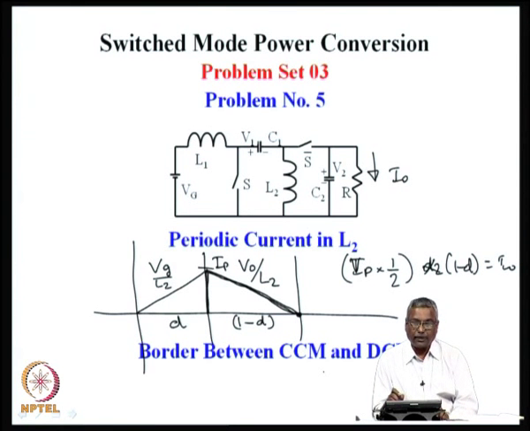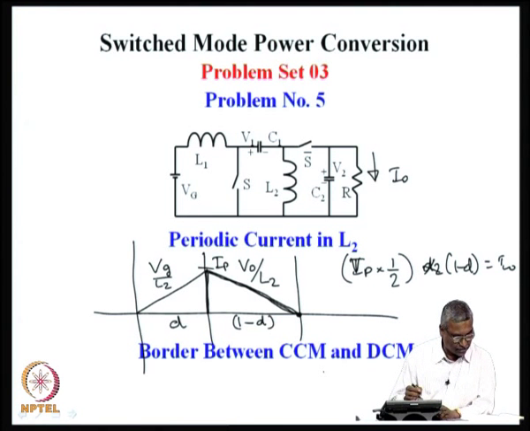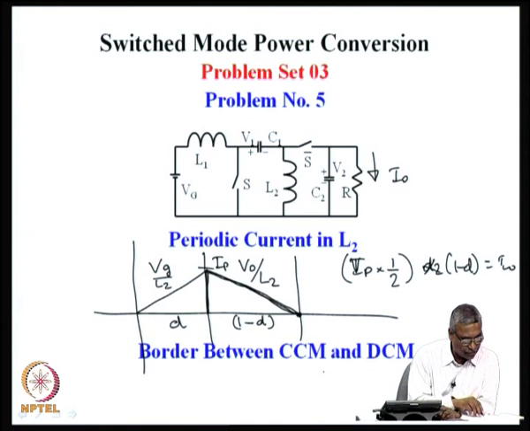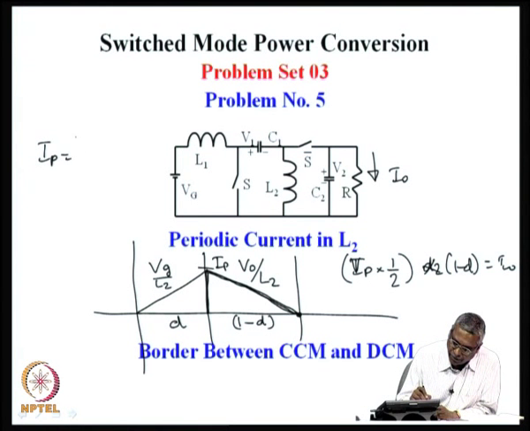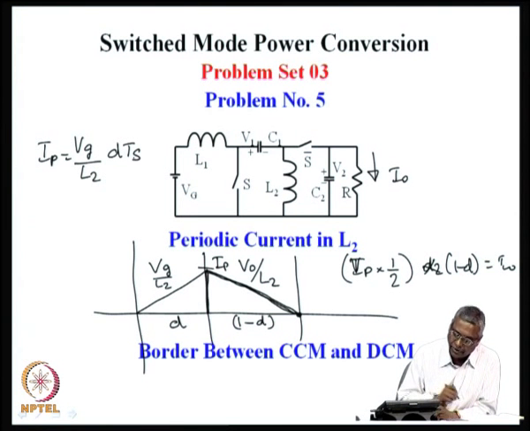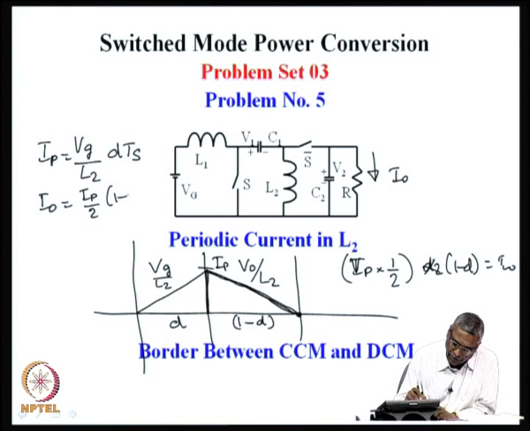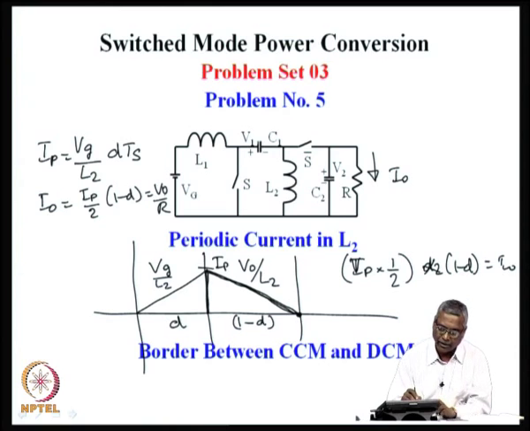So, from this it is possible to find out, let us see how this particular quantity is carried out. The peak current, this I peak can be calculated to be Vg by L2 into dTs. So, this is I peak, and I0 which is output current, which is I peak by 2 into 1 minus D is equal to V0 by R. This is I0 which is V0 by R.